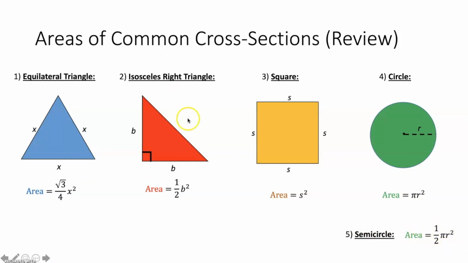Now the reason we're reviewing these is because today these may be the cross-sections of your three-dimensional figure, and if one of these shapes represents the cross-sections of your three-dimensional figure, you're going to integrate the area formula for one of these cross-sections on your given interval. When you do that, that'll give you the volume of your three-dimensional figure with these known cross-sections.